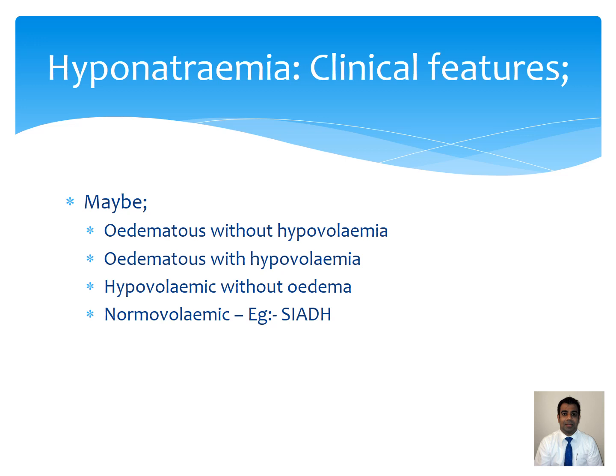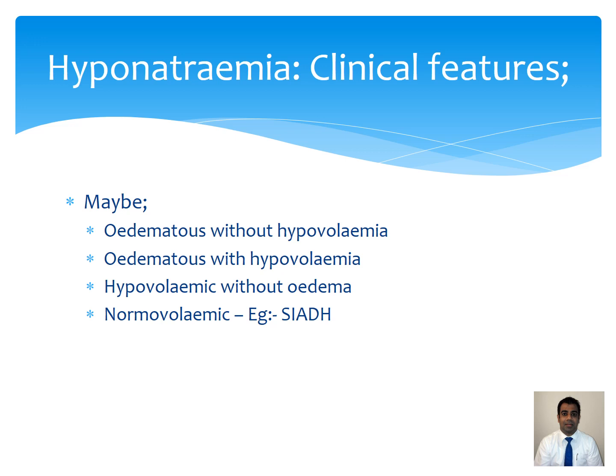So these children can present in numerous ways. They may be edematous without hypovolemia. They may be edematous with hypovolemia. They can be hypovolemic without edema, and they can be normovolemic. So normovolemic patients with SIADH, these patients are normovolemic. Patients can be edematous without hypovolemia. Example would be heart failure, right?